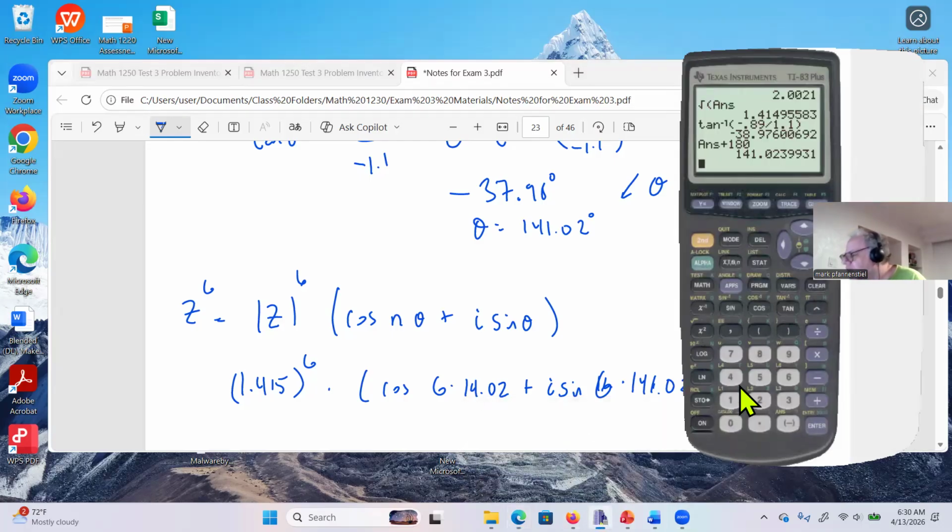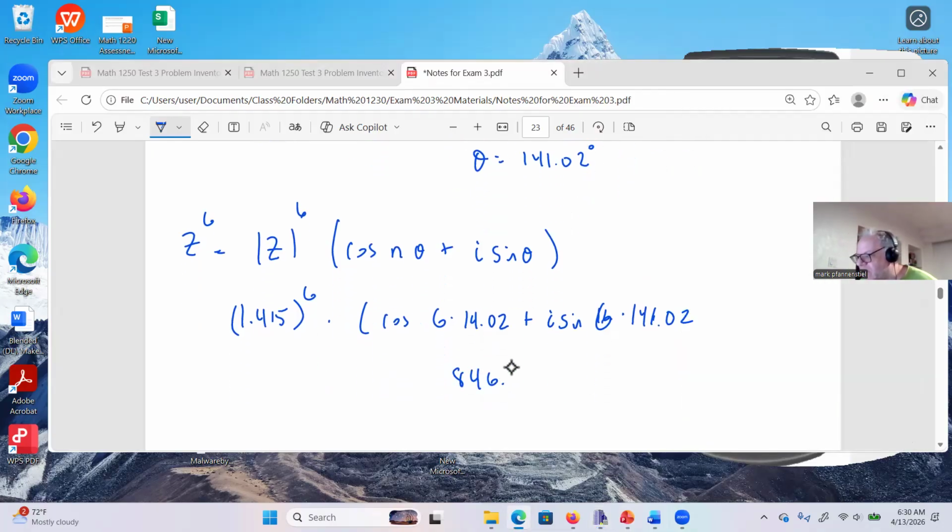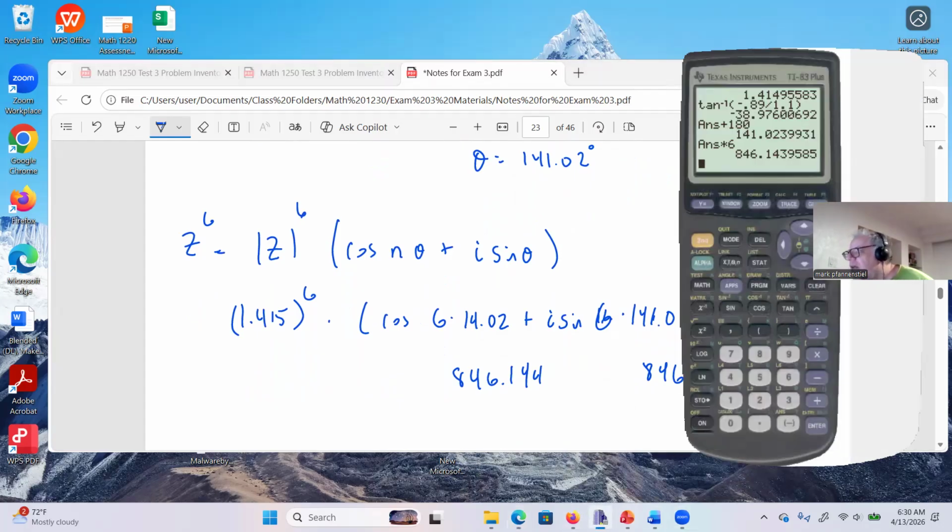Okay, and that's what I'm going to do next, is go ahead and just figure out what 141.02 times 6 is. So we're going to say times 6, and it's going to be 846.144. Okay, just double checking my work here to see if I'm actually right. Yeah, that's okay. That's good.